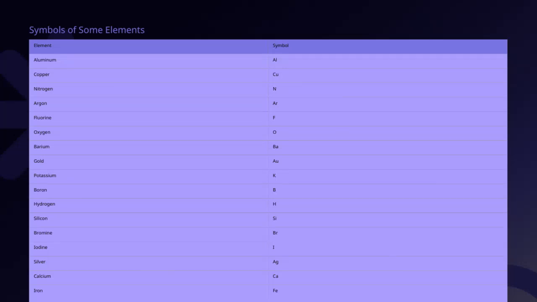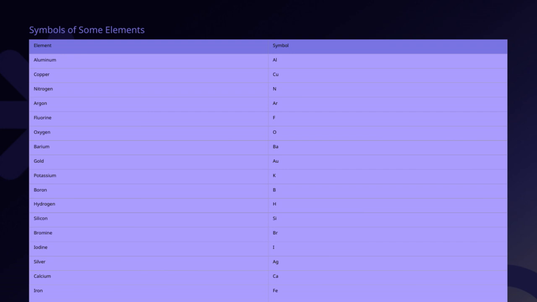Let's take a closer look at some common symbols of elements. As you can see, each element has a unique one or two-letter symbol that helps scientists communicate efficiently. For example, aluminum is represented by Al, which is derived from its name. Copper is Cu, from its Latin name cuprum. Nitrogen's symbol is simply N, and argon's is Ar.